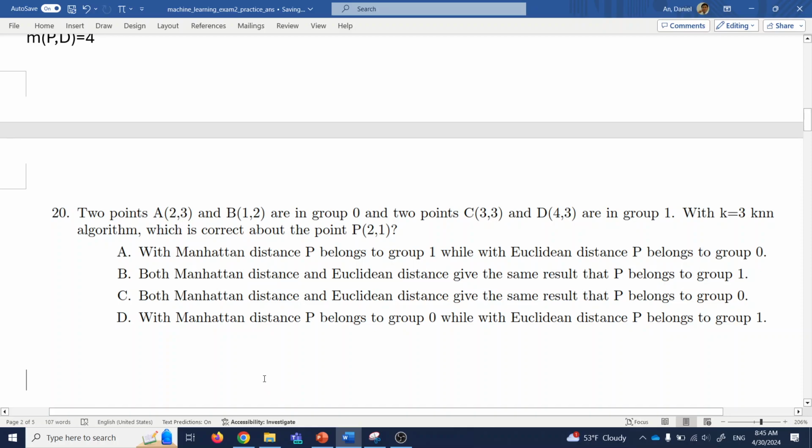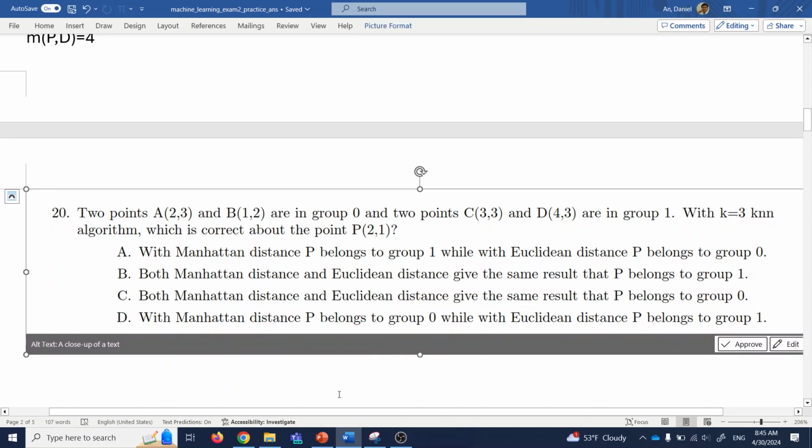Okay, 2 points 2, 3, and 1, 2 are in group 0. 2 points 3, 3, and 4, 3 are in group 1. With k equals 3, k nearest neighbors algorithm, what is correct about point 2, 1? Okay, with Manhattan distance, p belongs to group 1, while with Euclidean distance, p belongs to group 0.